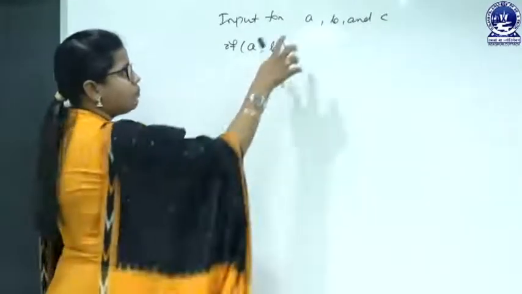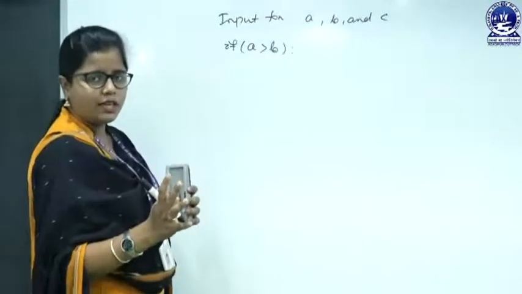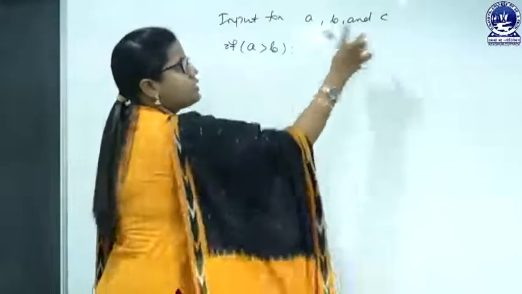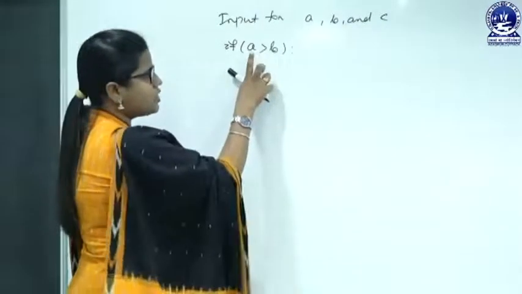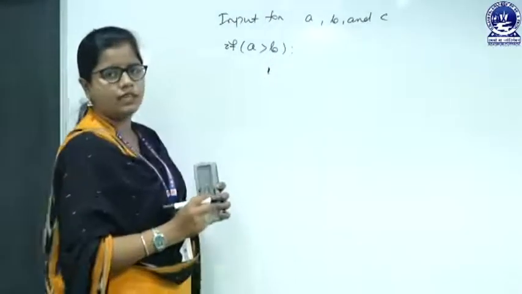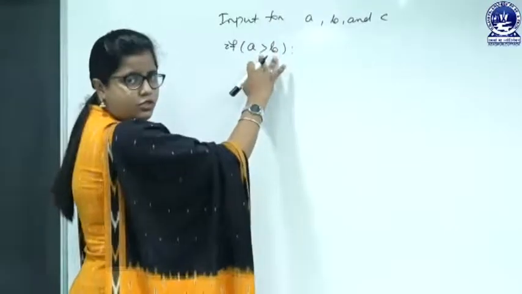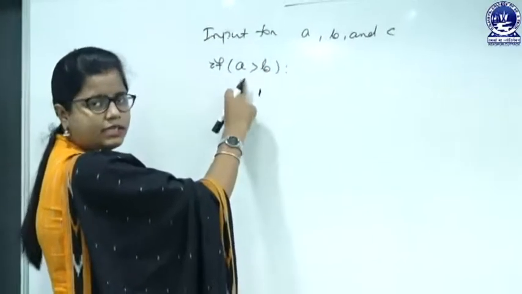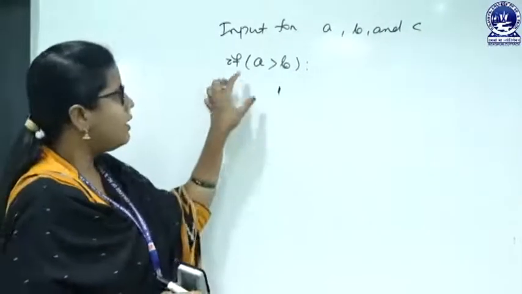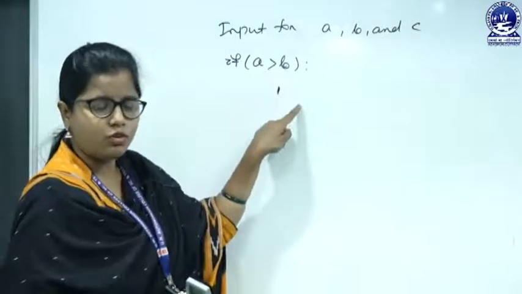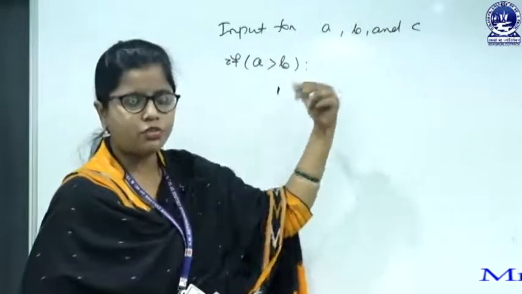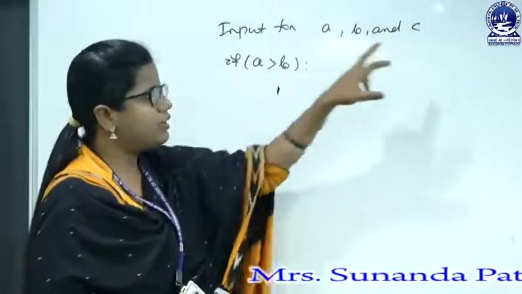If it is true, suppose A is greater than B, which variable is left? C is left. So we have to now check A with C. We have the condition A greater than B. If it is true, then we will go here. This is the indentation. If it is true, that means which one is greater? A is greater. But another variable is left, that is C. So by checking A greater than B, that is true, we cannot say that A is greatest because C was left here. So we have to compare A with C now.